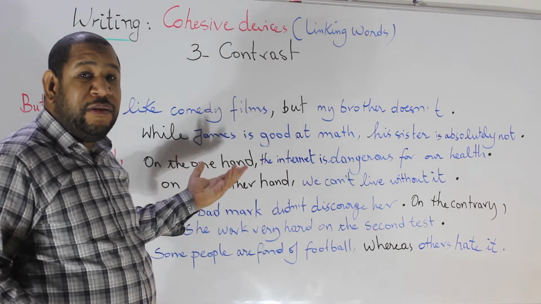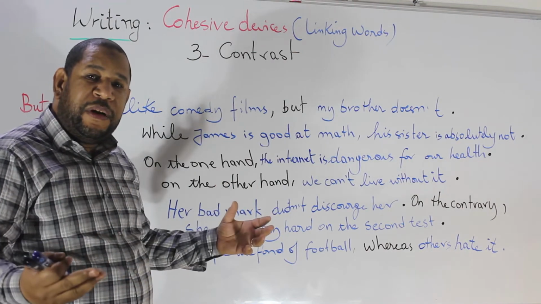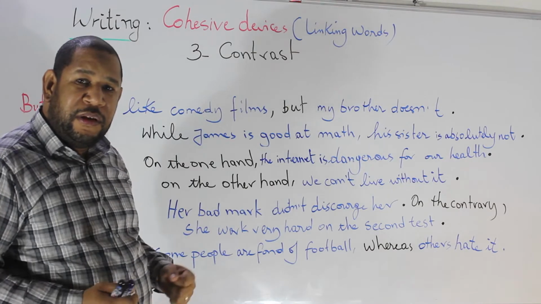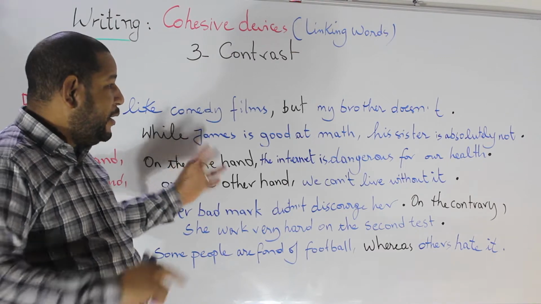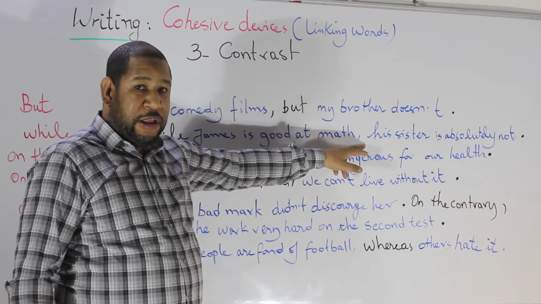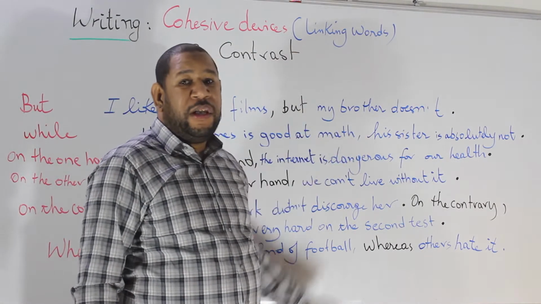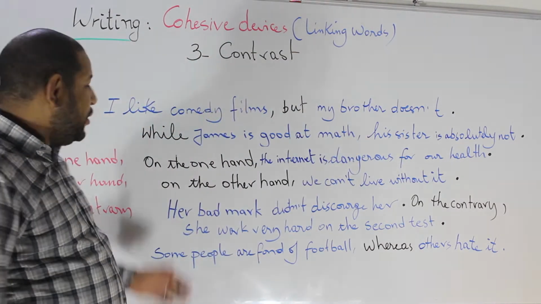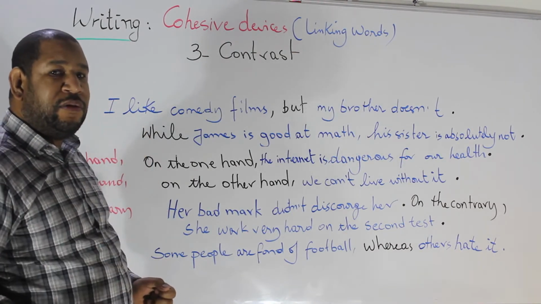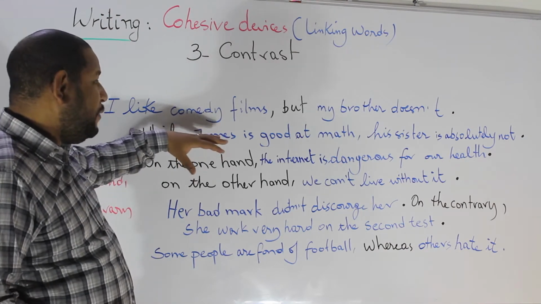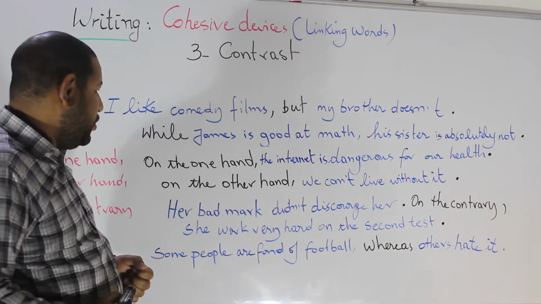We can use but if we have, let's say, an essay or a paragraph, and we don't want to repeat the same linking word. While we can put at the beginning, and I can put it in the middle. For example, James is good at math, while his sister is absolutely not. But it's better this way: while James is good at math, his sister is absolutely not. The focus here is on the first clause, while James is good at math. And I want to show that his sister is not.